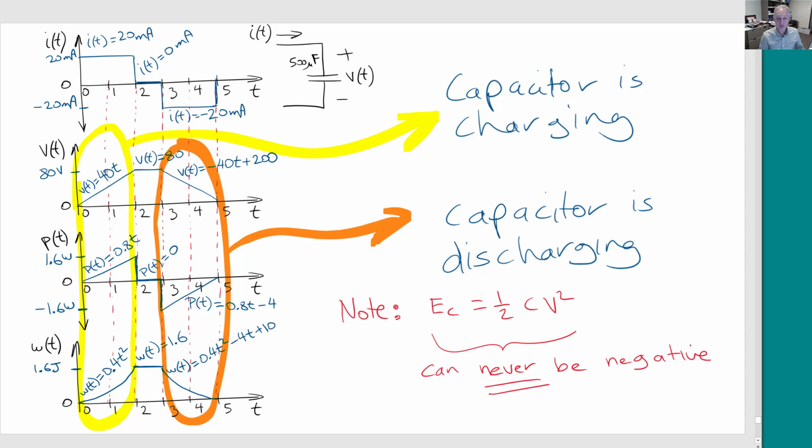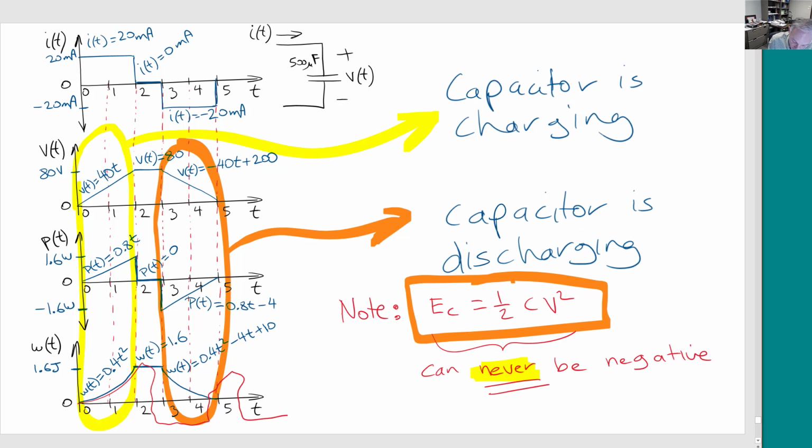And there's something interesting to note. Remember, the energy in a capacitor is 1/2 CV squared. So that can never be negative. We will never have the energy line coming up and then going negative and coming back up again. It can never go negative because that equation is never negative. So the energy is always positive or 0 in a capacitor.